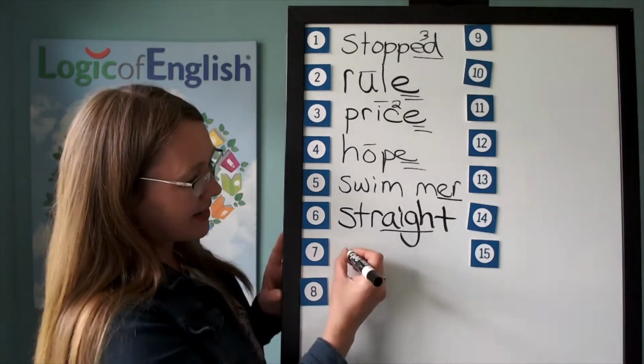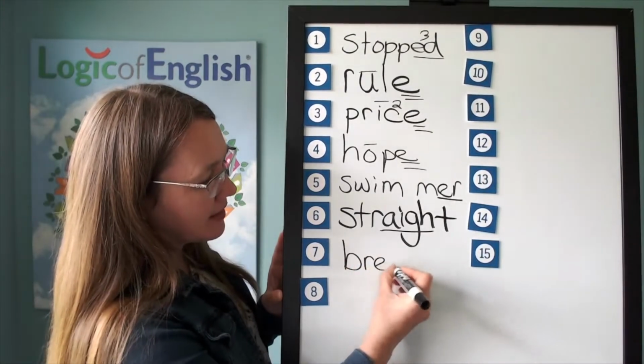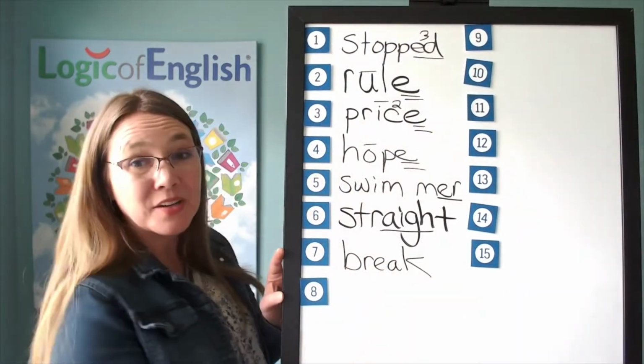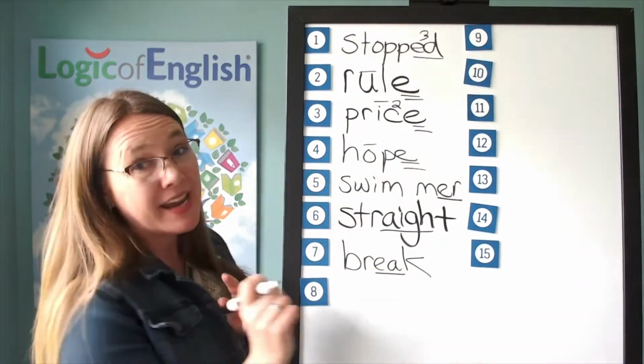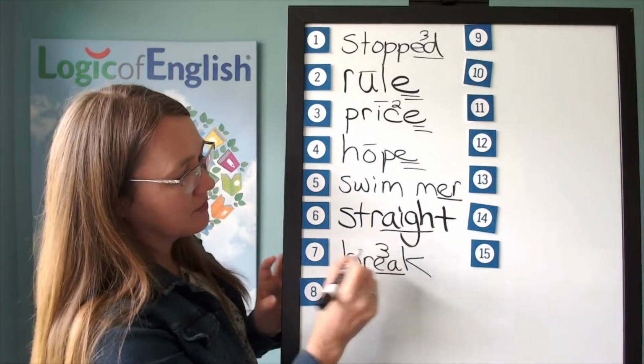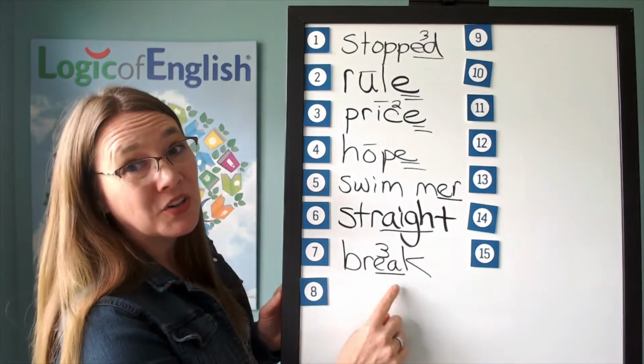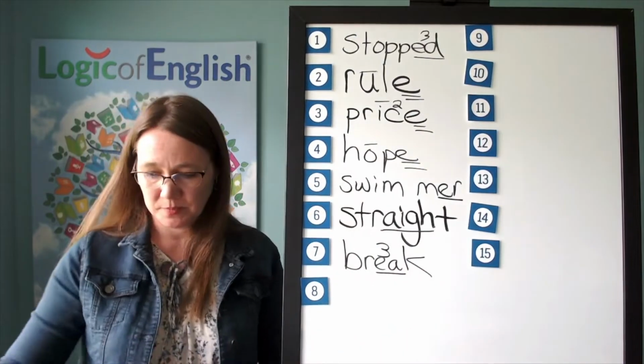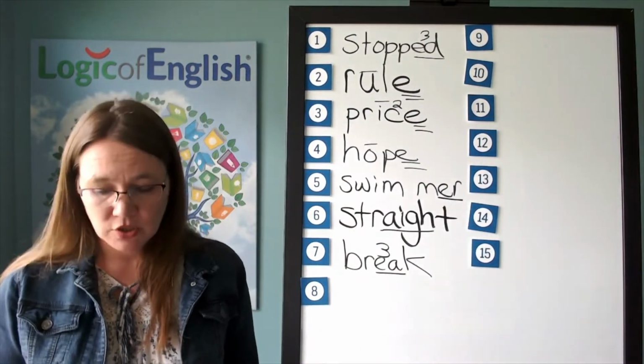And help me to write it. B-R-E-A-K. And how do we mark it? We'll underline the E-A. What sound of E-A do you hear? It's the third. Let's read it. B-R-A-K, break.